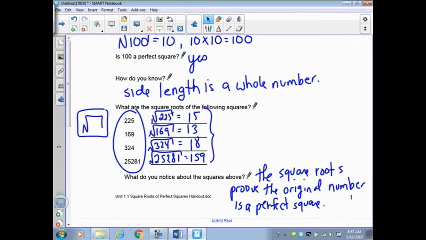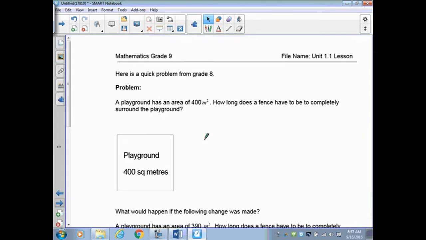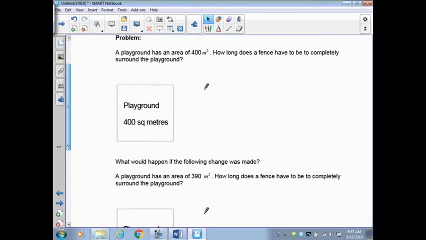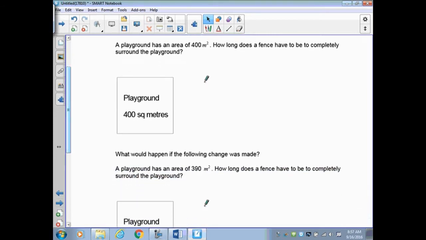Okay, next page. So here's a quick problem from grade 8. We've done this one quite a few times. A playground has an area of 400 square meters. How long does a fence have to be to completely go around the outside of this playground? So we need to find what is in essence the perimeter of this square playground.